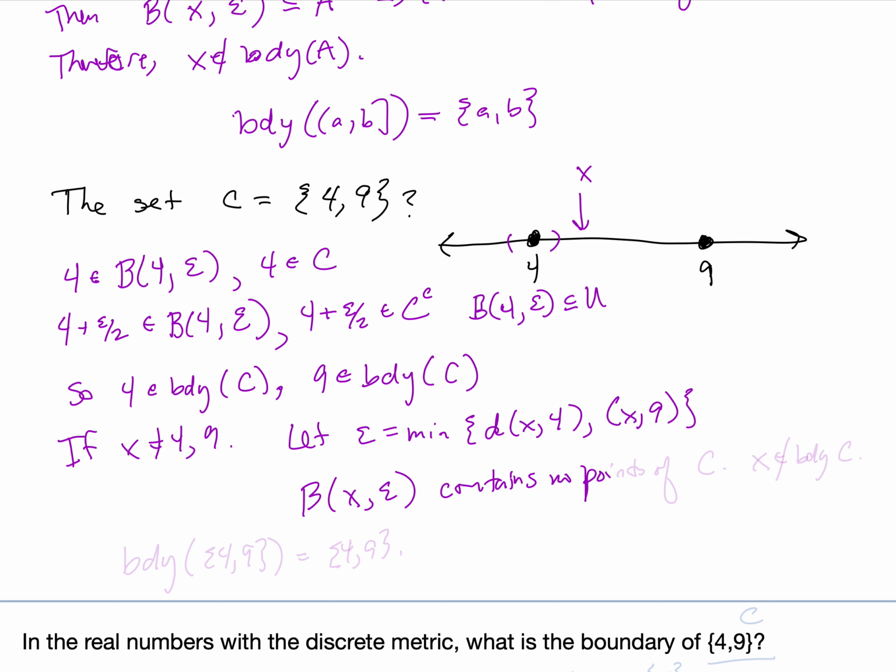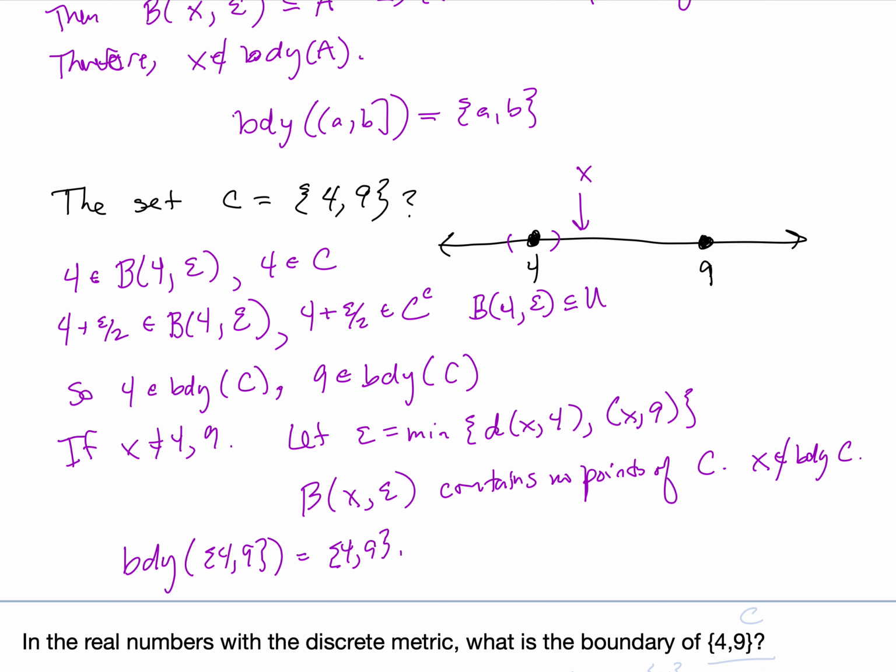To be in the boundary of a set, any open set containing that point must contain both points of the set itself and of the complement. So that tells us that x is not in the boundary of C. And so what we see is that the boundary of the set {4, 9} is the set {4, 9}.